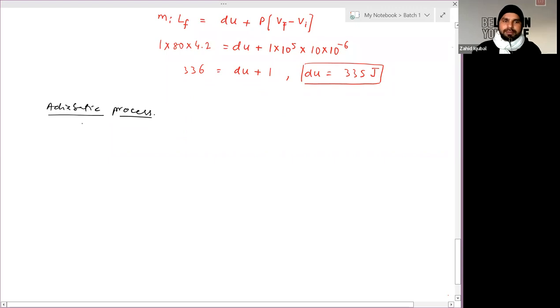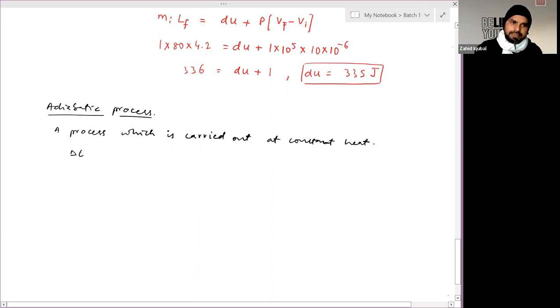So you can say a process which is carried out at constant heat, for which there will be no supply or rejection of heat to the system or from the system, is called adiabatic process. A process which is carried out at constant heat. So delta Q equals to 0 in this part.